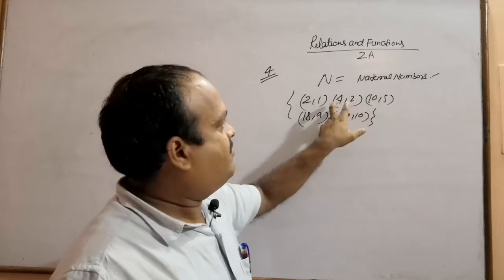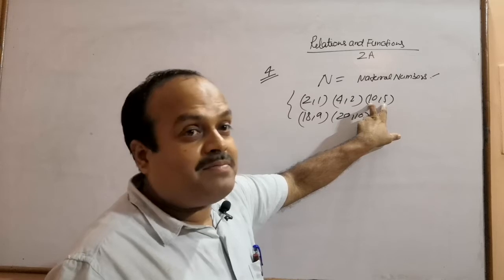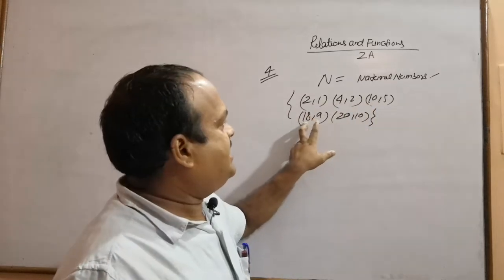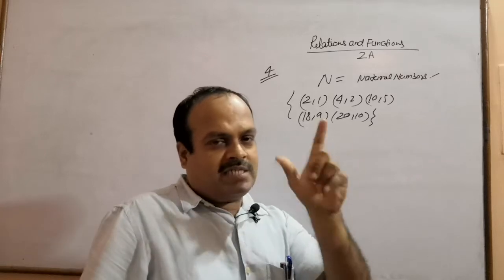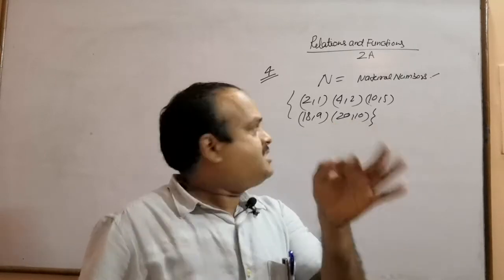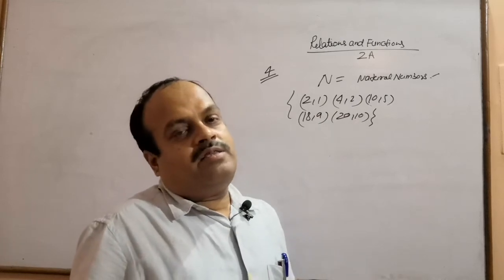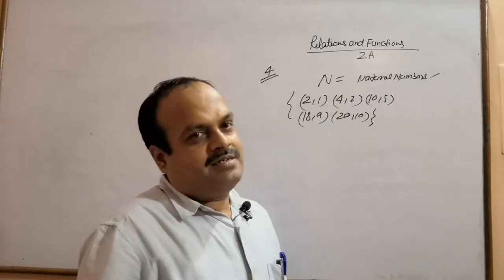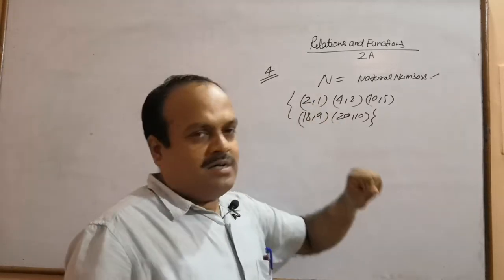Then go to the second one, 4 and 2, 10 and 5, 18 and 9, 20 and 10. So, it makes us clear that the first entry is double the value of the second entry. The first entry is double the value of the second entry.